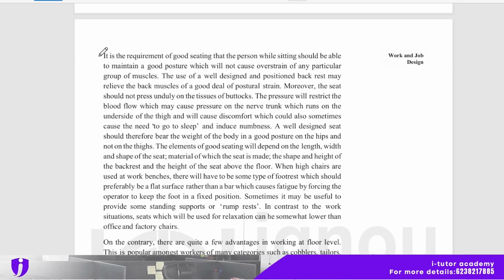And it is a requirement of good seating that the person while sitting should be able to maintain a good posture, which will not cause overstrain of any particular group of muscles. And the use of a well designed and positioned backrest may relieve the back muscles of a good deal of postural strain. And moreover, the seat should not press unduly on the tissue of the buttocks, and the pressure will restrict the blood flow, which may cause pressure on the nerve trunk which runs on the underside of the thigh, and will cause discomfort, which could also sometimes cause numbness.